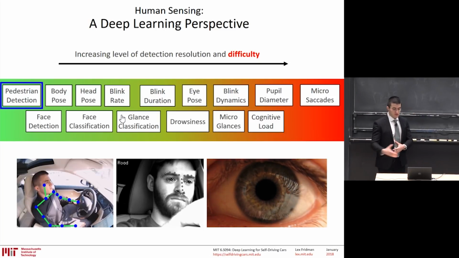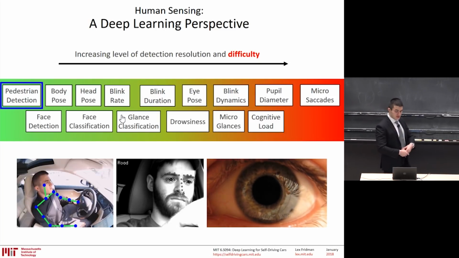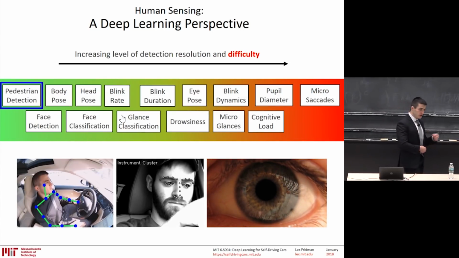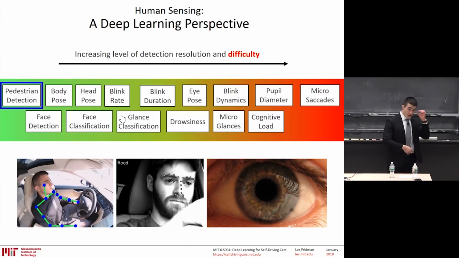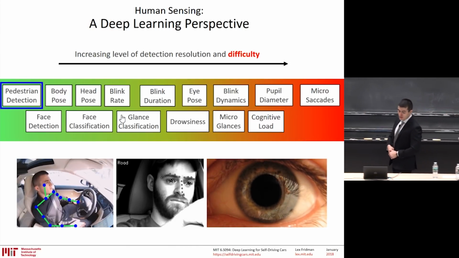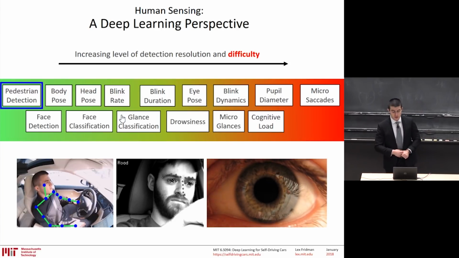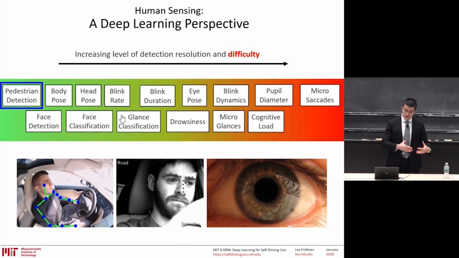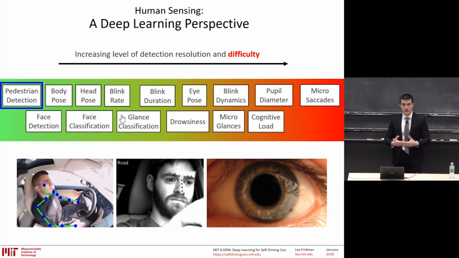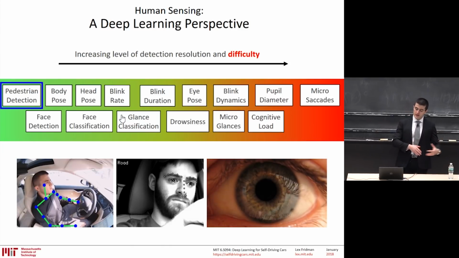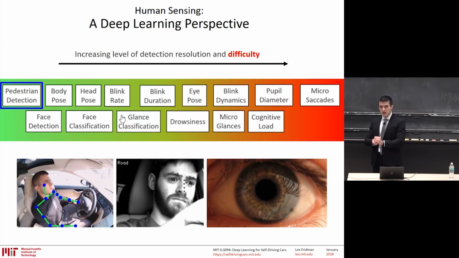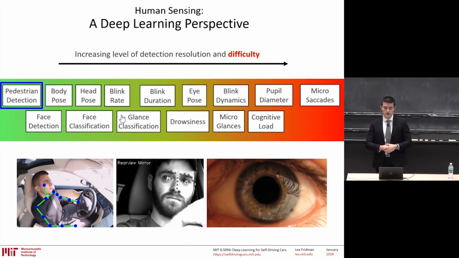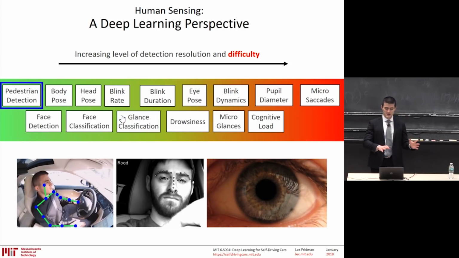And on the right, in the red, microsaccades, these are tremors of the eye, or measuring the pupil diameter, or measuring the cognitive load or the fine blink dynamics of the eye, the velocity of the blink with microglances and eye pose are much harder problems. So you think body pose estimation, pedestrian detection, face classification, detection, recognition, head pose estimation, all those are easier tasks. Anything that starts getting smaller, looking at the eye, and everything that starts getting fine-grained, this is much more difficult. So we start at the easiest, pedestrian detection.